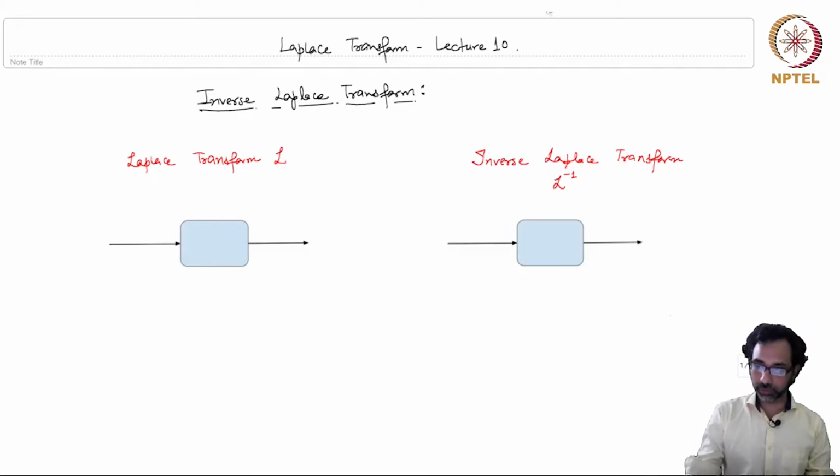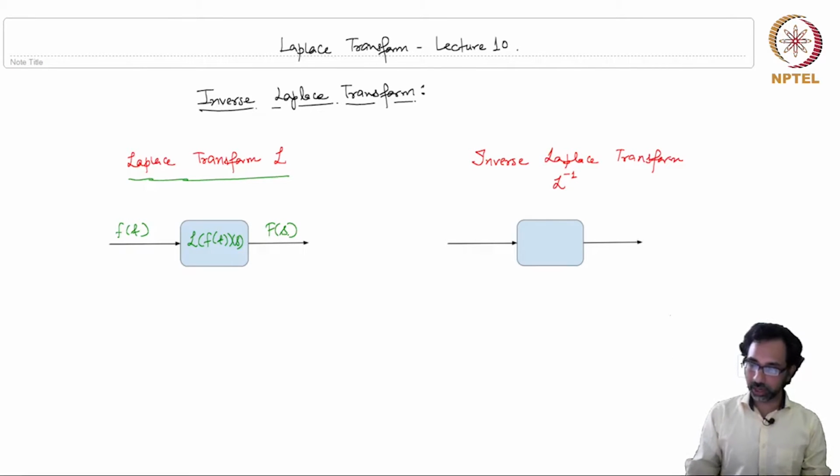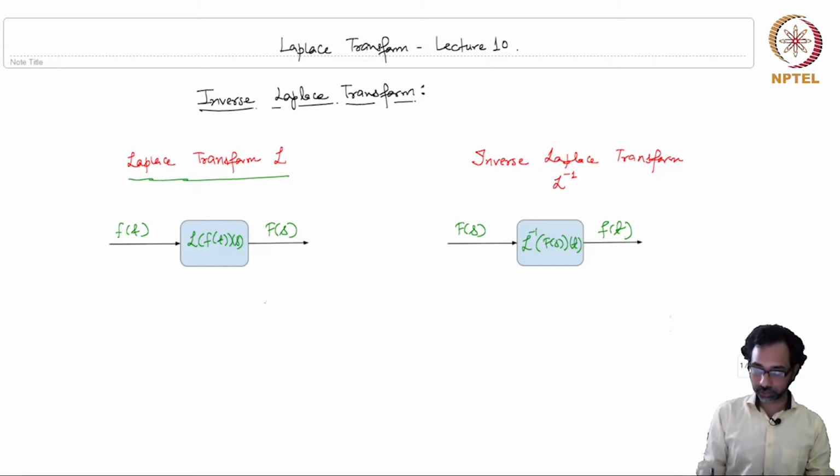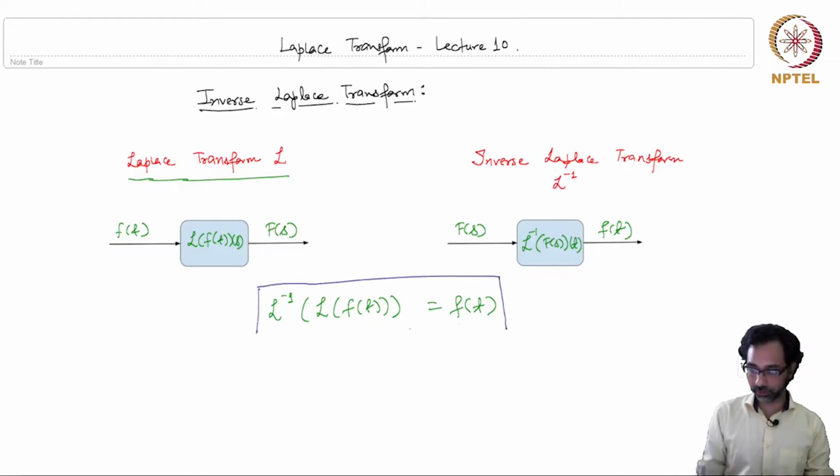So remember that the Laplace transform was given by a transformation which took as input a function f(t), and this L transformation transforms this function f(t) and produces a function F(s). Similarly, the inverse Laplace transform can be viewed as taking the input F(s), and when applied to F(s), it gives a function of the variable t denoted as f(t). Now the inverse Laplace transform satisfies this property that the inverse Laplace transform of a Laplace transform is the original function itself. So this is the defining property of the inverse Laplace transform.